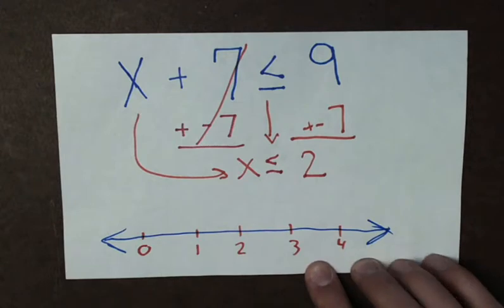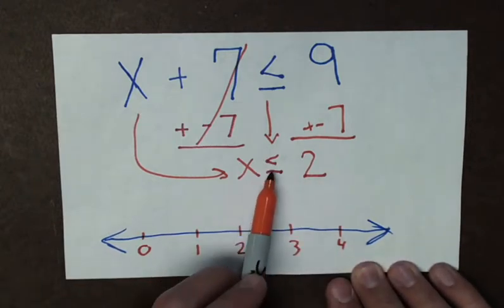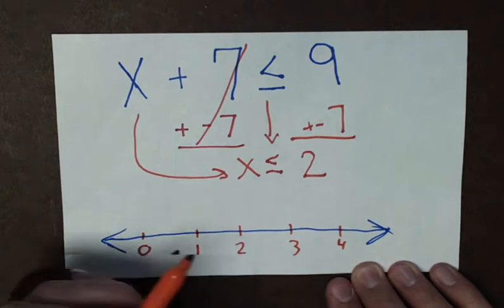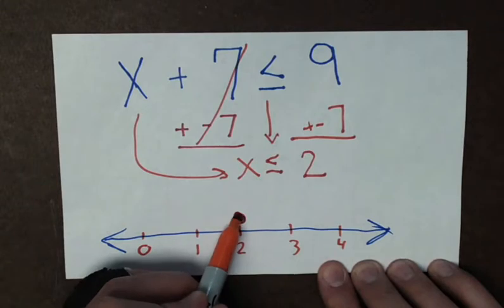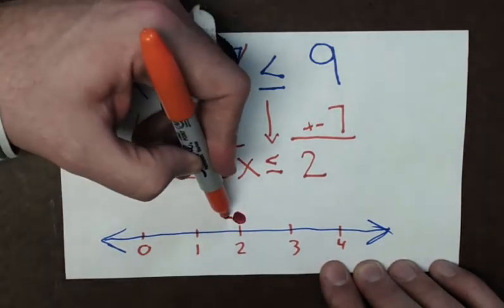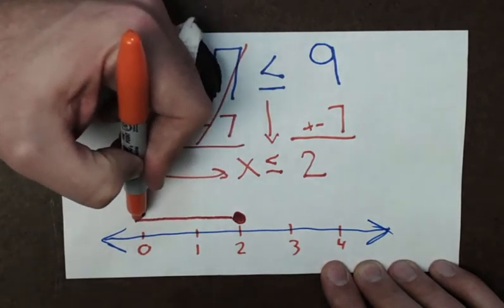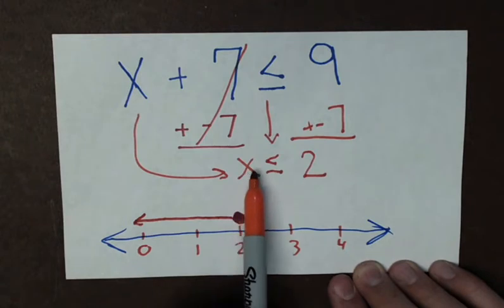Okay, so I've numbered my number line. I put 2 right in the middle. So x is less than or equal to 2. So I know it could be equal to 2, so I could go ahead and color in that circle like that. And it's less than or equal to, so anything less than or equal to 2 could fit for x. I mean, it could be 1, it could be 0. All of those would make this inequality true.